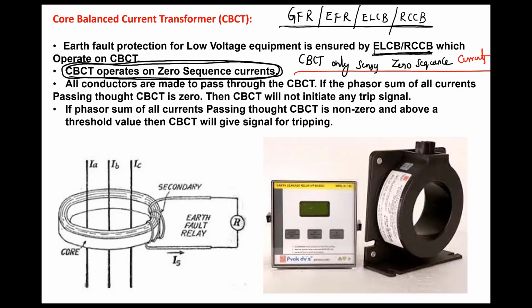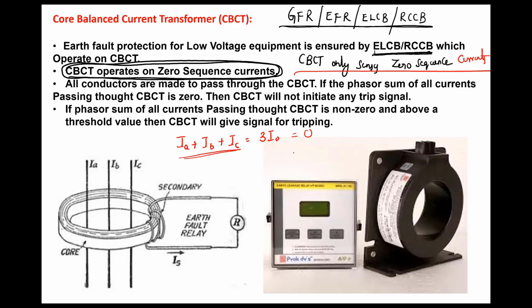If the motor is operating in a balanced condition, IA plus IB plus IC is how much? 0. The phasor sum is 0. So what is the zero sequence current? 3IA naught is 0. Understand? Always remember, IA plus IB plus IC is 3IA naught. We have studied this in fault analysis. If it is balanced, this value will become 0. Otherwise, there will be some net value, that is 3IA naught.